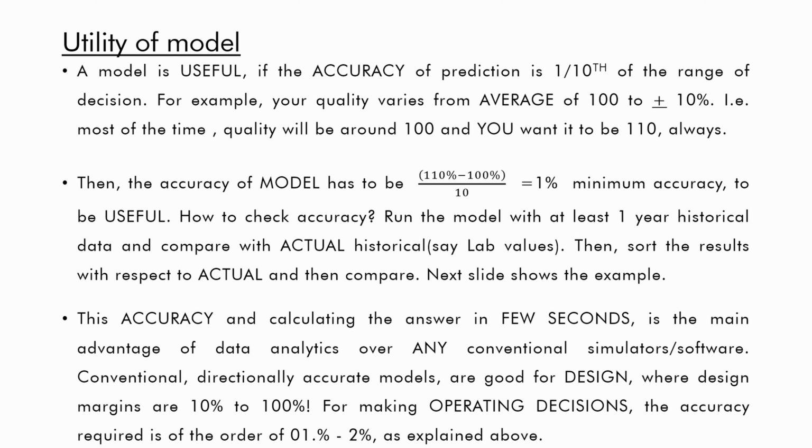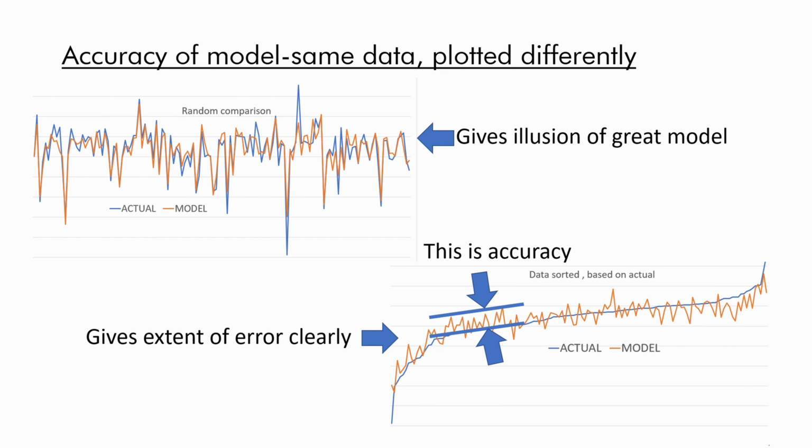Now, how to check the accuracy? You run the model, not 1, 2, 3, 5, 10 times. Run the model with at least 1 year of historical data and compare with the actual historical data, let's say the lab results or something like that. And then, as said earlier, sort the result with respect to actual and then plot and compare, right? This way, you will know how much is the accuracy and whether the model is useful or not.